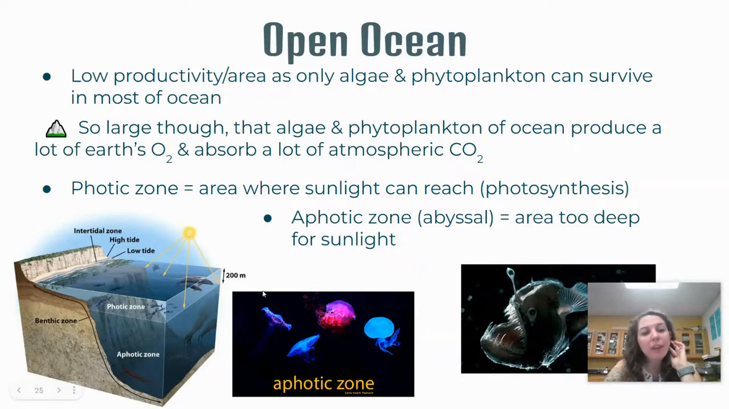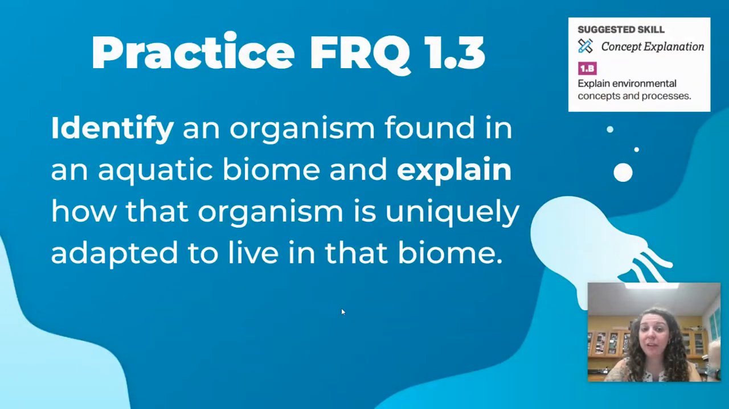And looking at your diagram over here, you can see we still have the benthic zone on the bottom, and then that intertidal zone is right along the edge. And then our photic zone and our aphotic zone. And our FRQ here is I want you to identify an organism that's found in an aquatic biome and explain how that organism is uniquely adapted to live in that biome.